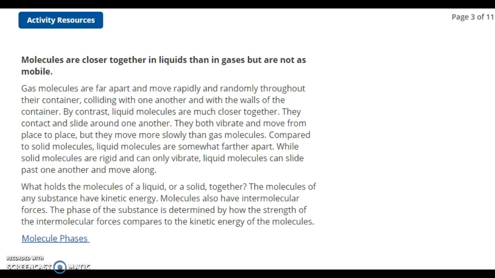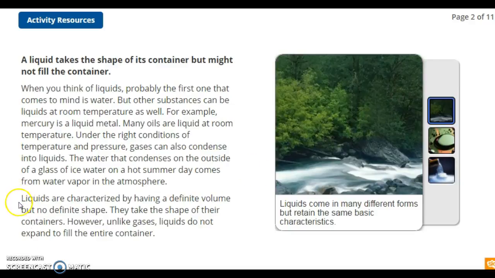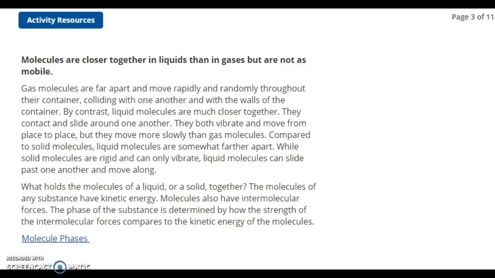Molecules are closer together in liquids than in gases, but are not as mobile. For your notes, definitely make sure you have this sentence here. And you might want to add the other two sentences. If you're like, there's no way I'm going to get that wrong, fine. But if you get tripped up on little stuff like this, go ahead and write that down. Molecules are closer together in liquids than in gases, but are not as mobile. That's a good sentence to write down.